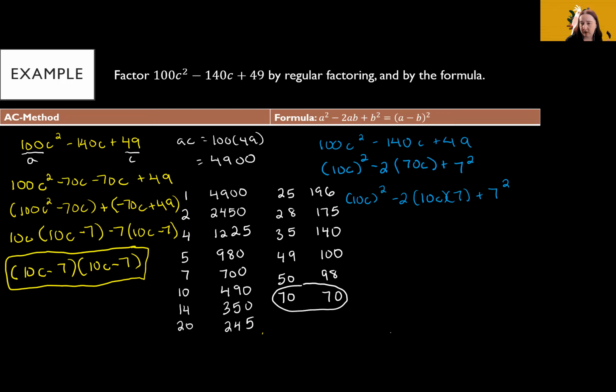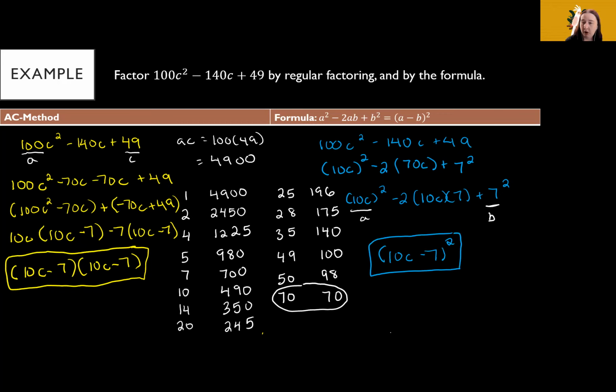So once you recognize that it's in the format, then you just have your A, which is the first part here, 10c, and in the formula we have b here, so that's going to be 7. And so when you factor, you just replace those. So our answer, it's a minus b squared, which is going to be 10c minus 7 squared.